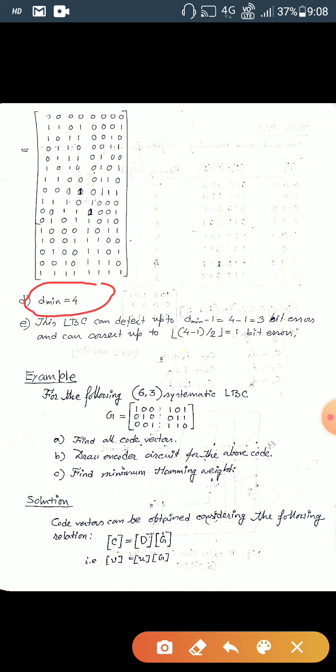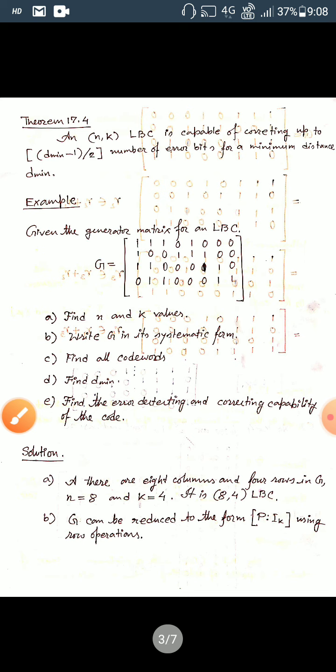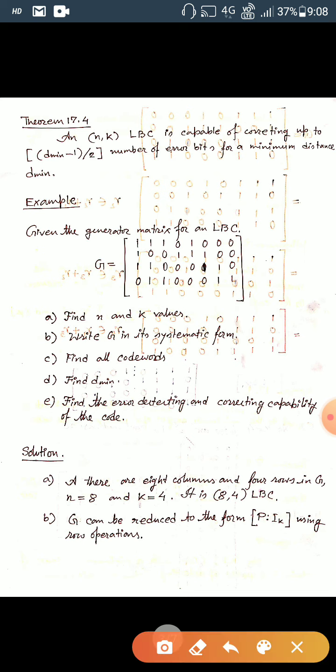Now the question for that particular problem is: find the error detecting and correcting capability. Error detecting, the formula is d min minus 1. This is the error detecting capability. So d min is 4, so 4 minus 1, that means 3 bit positions.